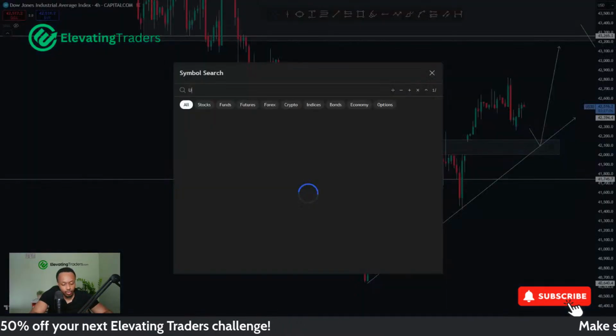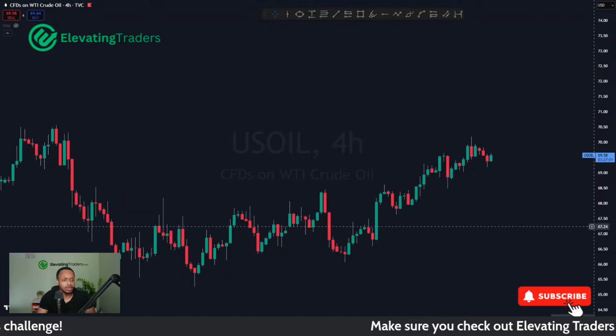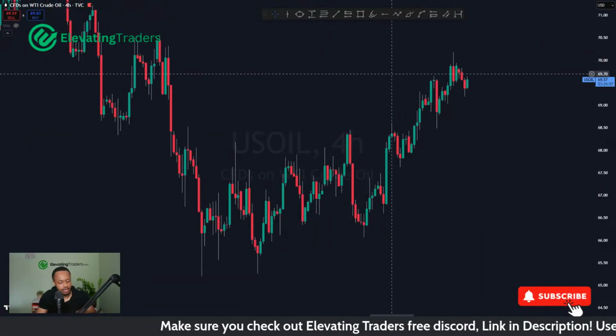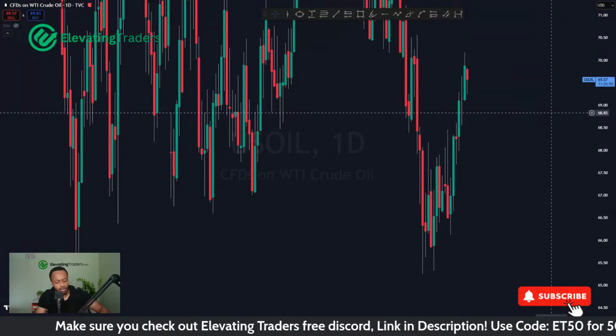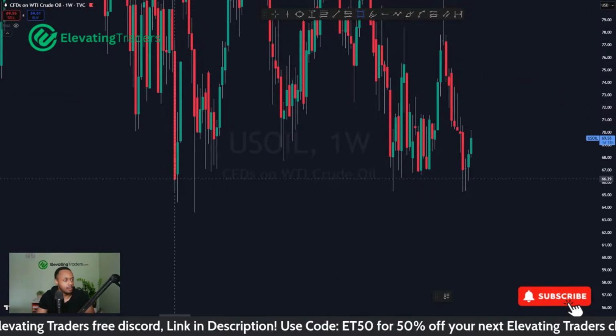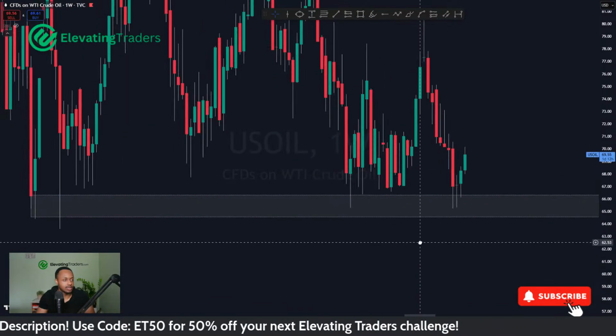In terms of oil, last time I looked at this one, we were looking pretty bullish, and more or less we still are. Again, with this one, we're coming away from very strong levels of support. So of course, you've got a massive level, taking that across, few rejections, nice shift to the upside.